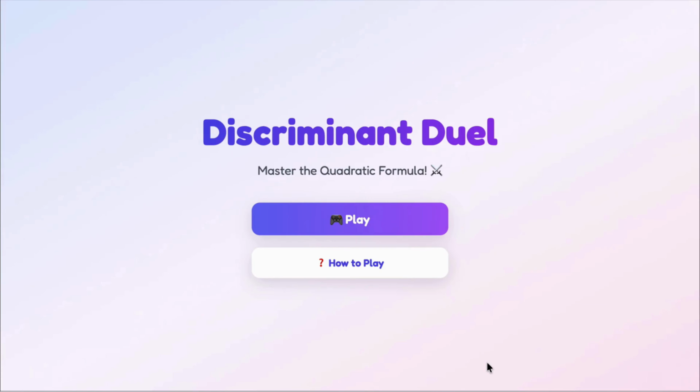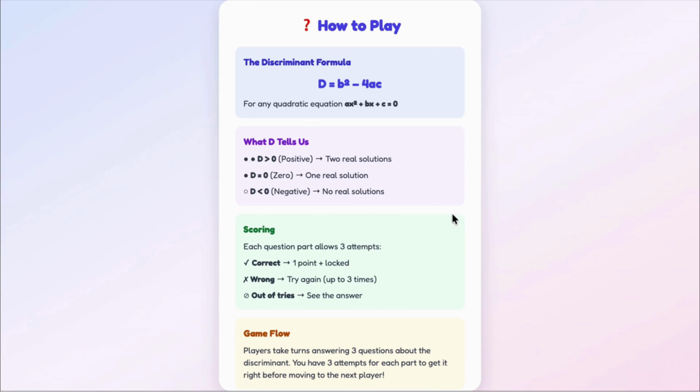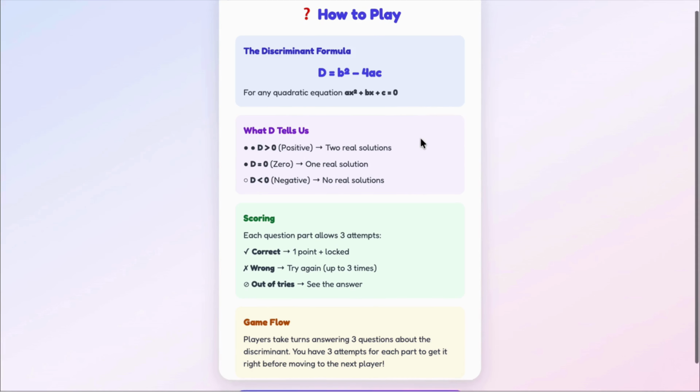So this is the new game that I've created. It has a play area and a how to play, so some instructions on how to play. We're just working on the discriminant formula, which comes from the quadratic formula. But the discriminant works for any quadratic equation ax squared plus bx plus c equals 0.